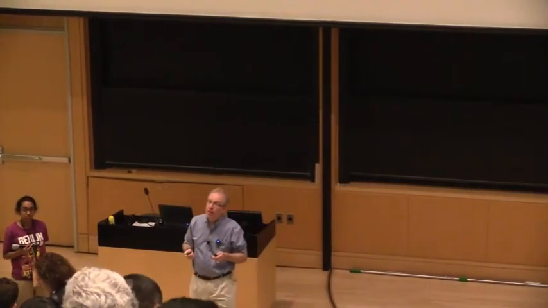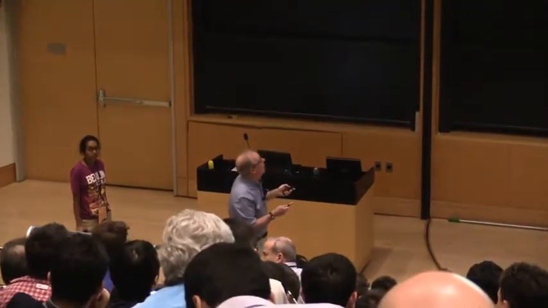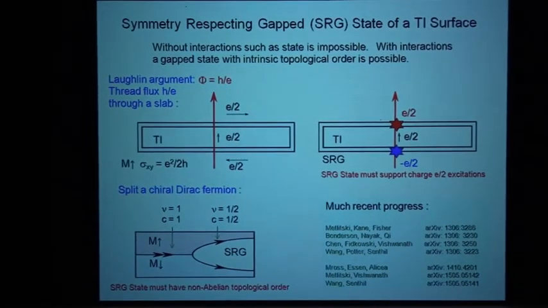Pardon me? I'm sorry, does which state? Well, I'm assuming it does not. Yeah, so obviously if I spontaneously break time reversal symmetry, then I'll be back to this. But I'm asking the question, could there be a state that does not break time reversal symmetry? Okay.